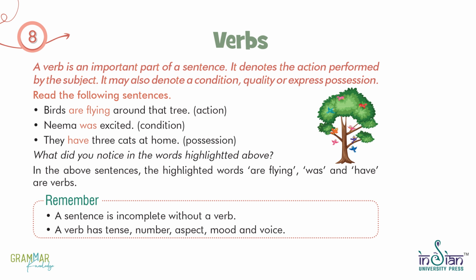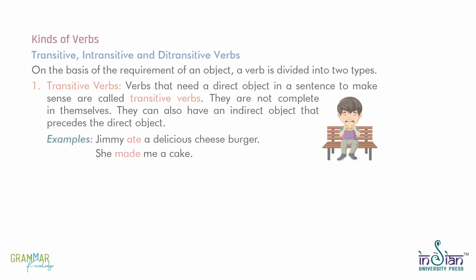Remember, a sentence is incomplete without a verb. A verb has tense, number, aspect, mood, and voice. Kinds of verbs. Transitive, intransitive, and ditransitive verbs. On the basis of the requirement of an object, a verb is divided into 2 types.